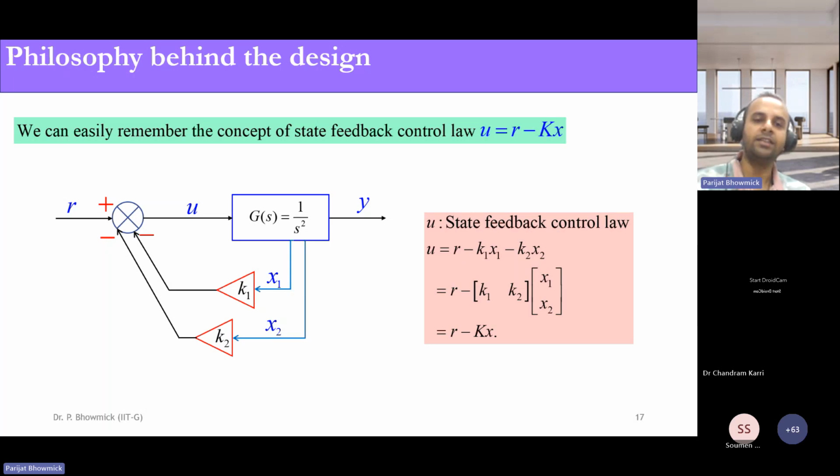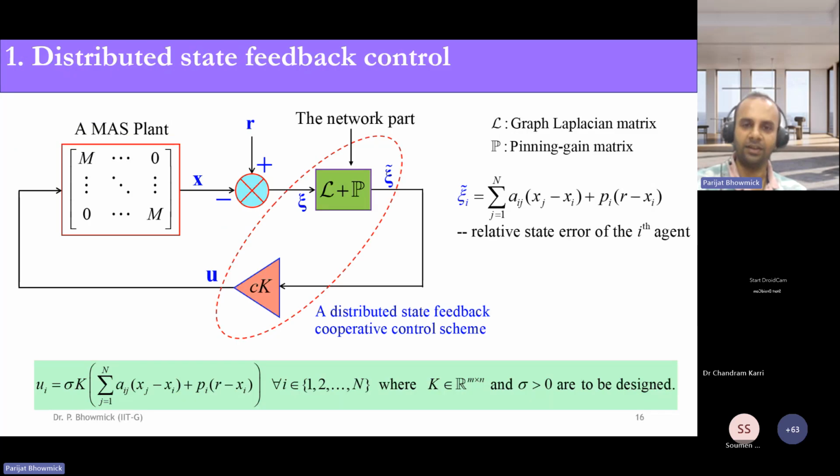For a double integrator system, you can easily think that you have two states. One is the position, the second one is the velocity. There, if we can design two K values, K1 and K2, then it would be R minus K1 X1 minus K2 X2, right? In this way, we design the state feedback controller. And the same thing can be extended to the multi-agent setting, with the only difference being that while designing the K, you have to be really careful whether that K makes the multi-agent plant stable.